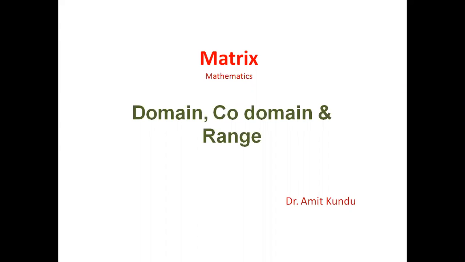What is domain? In simple terms, what can go into a function is called the domain, what can possibly come out of a function is called the codomain, and what can actually come out of a function is called the range. What can go into a function, what can possibly come out, and what actually comes out are called domain, codomain, and range respectively.